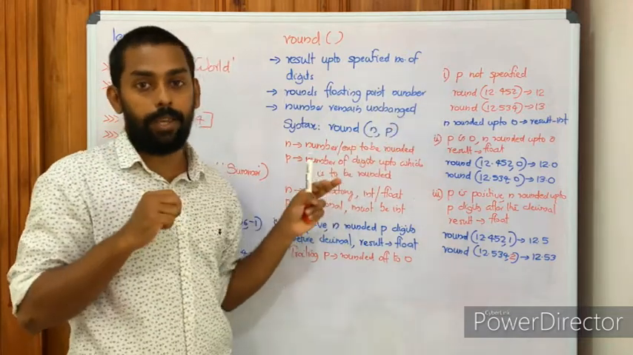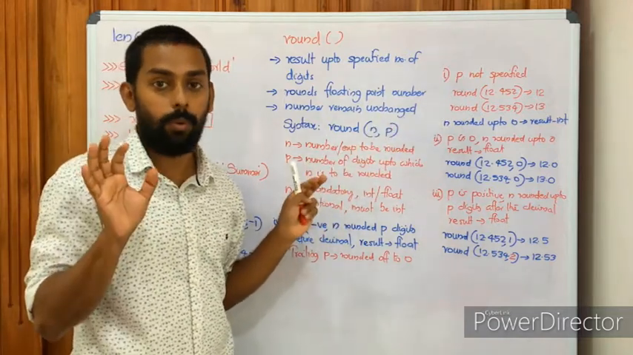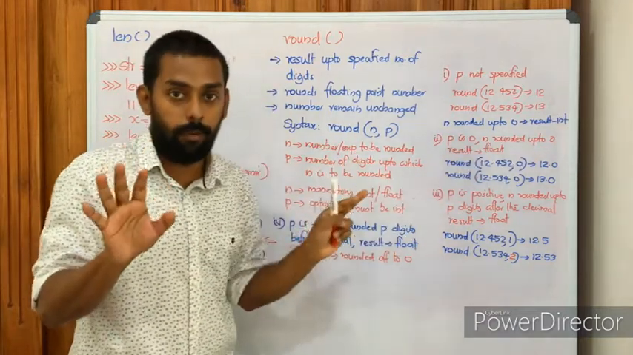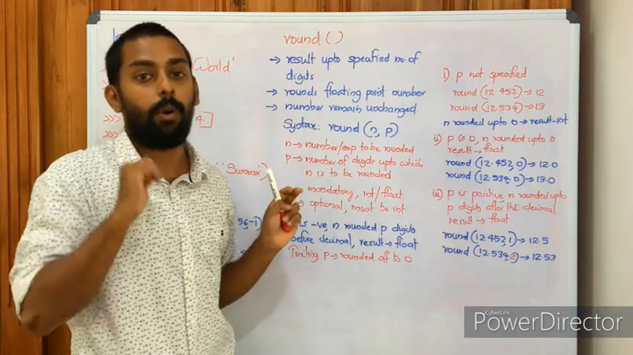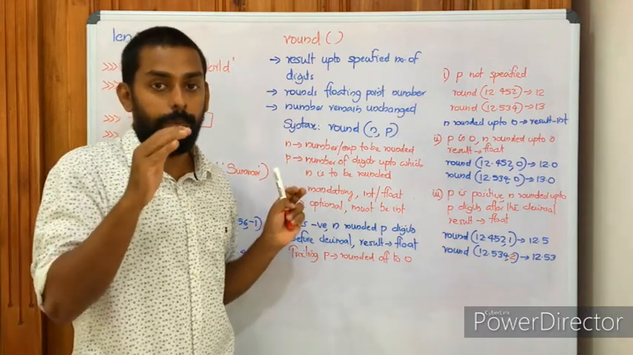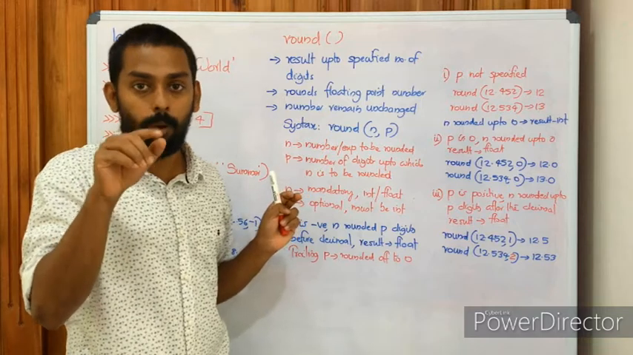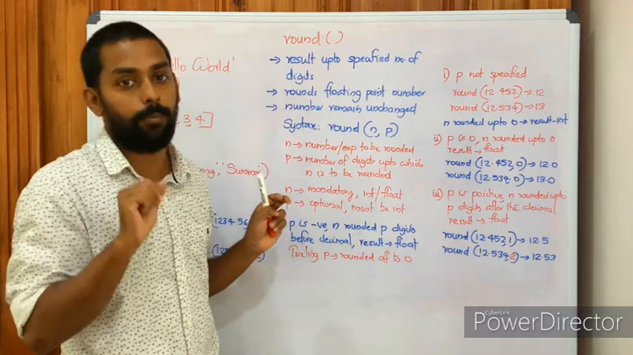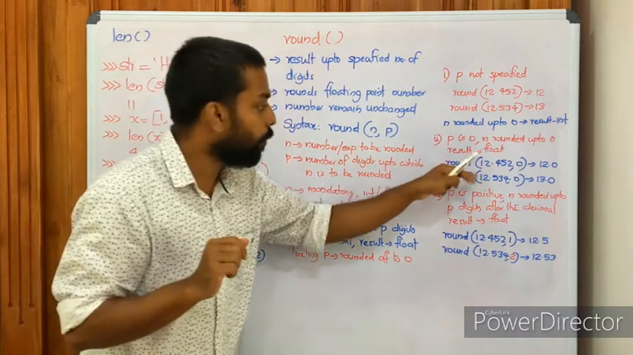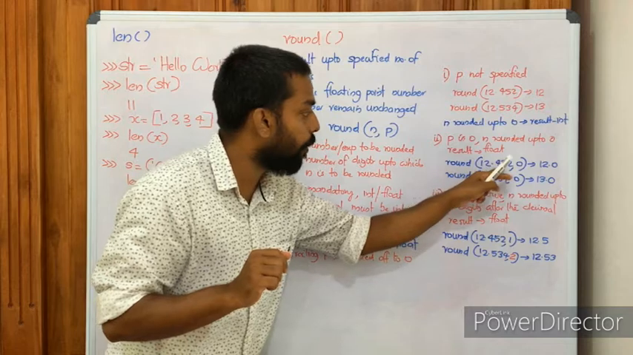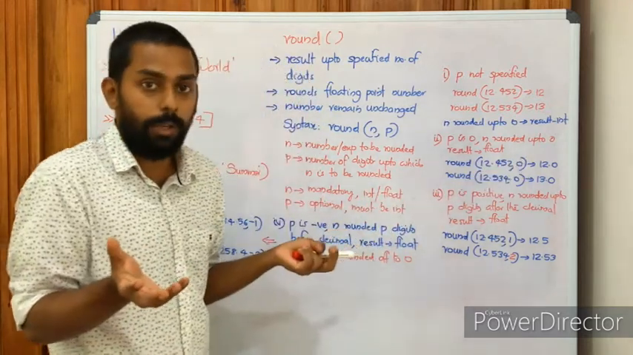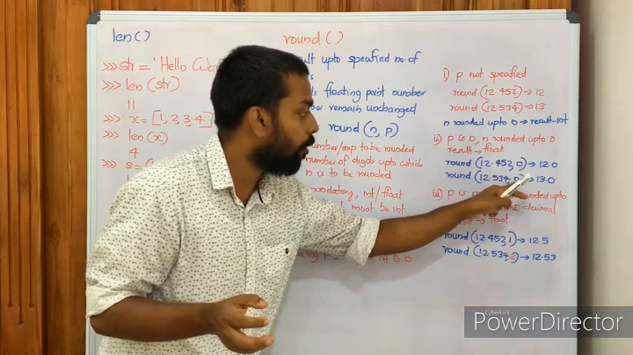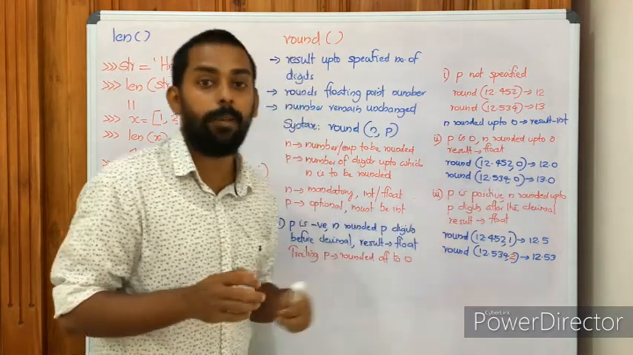Then we can have the second. We are specifying p. The value of p is 0. Then n will be rounded up to 0 digits and the result will be a floating point value. If p is specified with the value 0, n will be rounded up to 0 decimal digits, plus it will be a floating point value. We have two examples here. Round of 12.452, 0 will be 12.0. Then round of 12.534, 0 is 13.0.